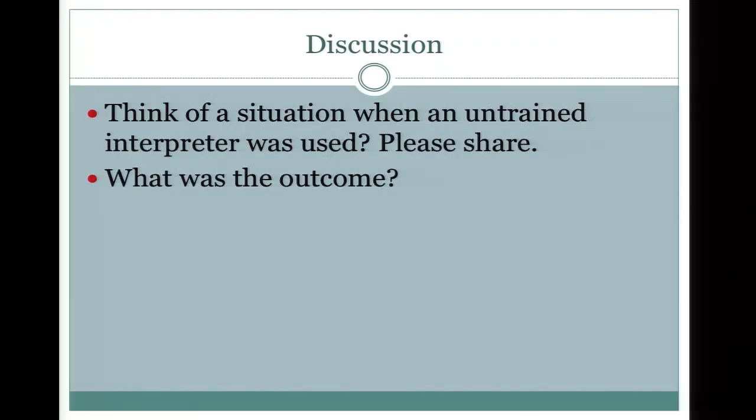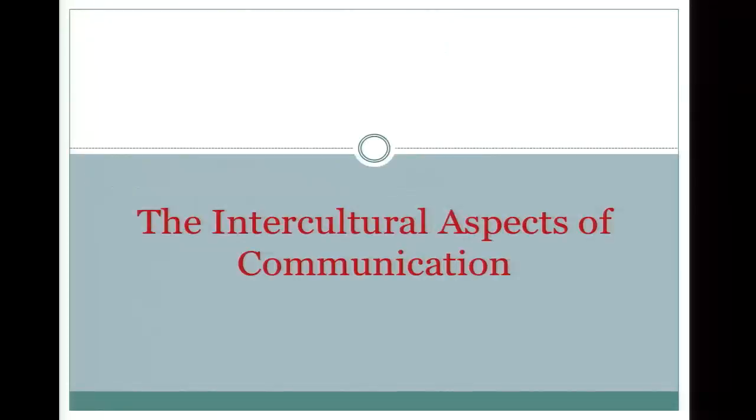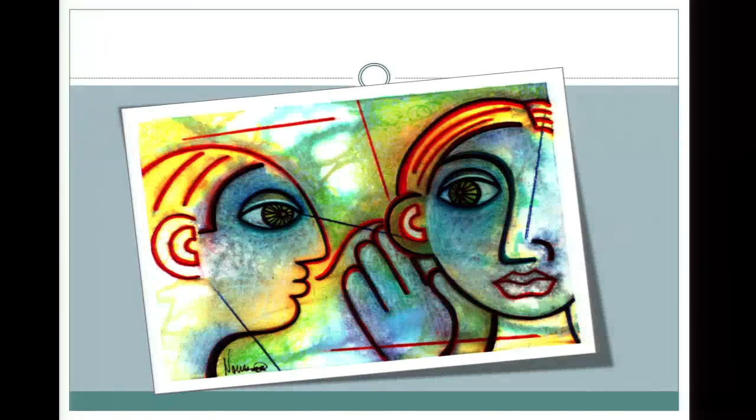We also share some examples of untrained interpreters, so we kind of already did that. So let's talk about the intercultural aspects of communication. I would argue that every single encounter, even between English-speaking people or people who speak the same language, is still a cross-cultural communication. One person mentioned speaking Spanish, but I might not be from the same region, and maybe we use a different word and the person didn't understand. That's the nuance that many people do not understand, even when speaking English.